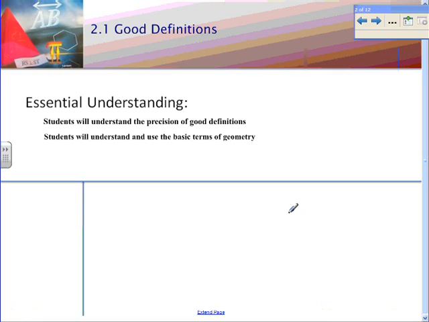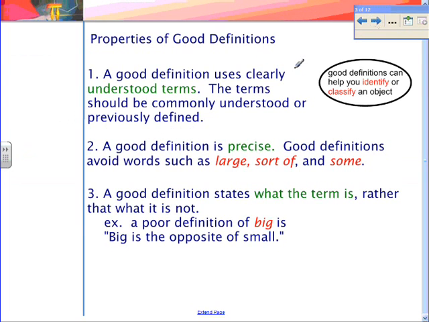Okay, so the title of our section is 2.1, and we're looking at good definitions. The two learning goals for this section focus on understanding the precision of good definitions, and then understanding and using some more of the basic terminology of geometry. So we actually have quite a bit of vocabulary in this section. Okay, so let's just start off talking about what makes a good definition a good definition.